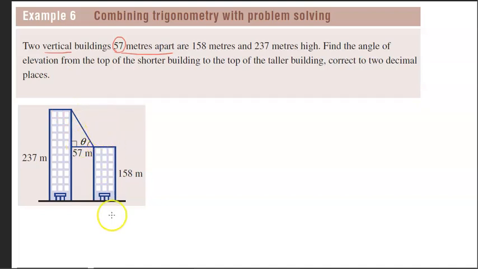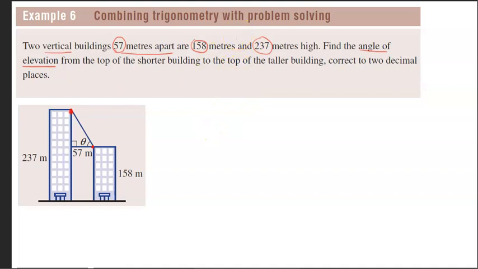So this one's very specific regarding the fact that it's an elevation. We know it's an elevation, so from a horizontal going up, but it's telling you from what point to the other point. So from the top of the shorter building to the top of the tallest building, we're finding the angle of elevation, and there's only one angle for this to be. It's from there to there. Now the other things that we know is that the buildings are 57 meters apart. One of them is taller than the other. We've got 237, got 158, and we're finding the angle of elevation, correct to 2 decimal places.